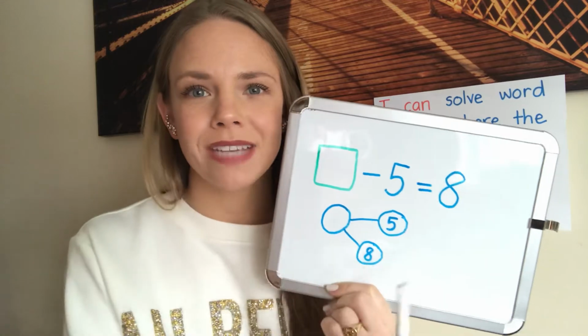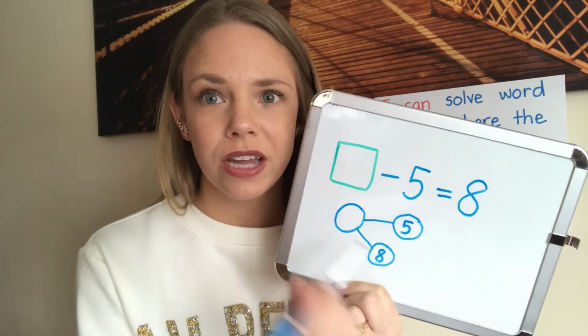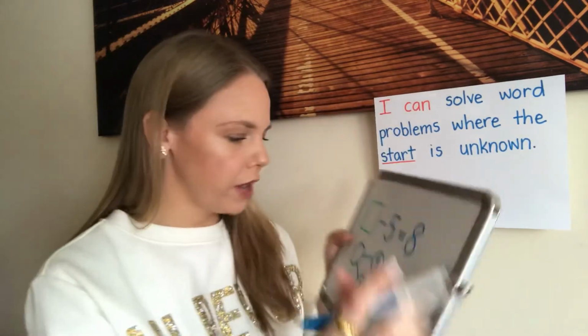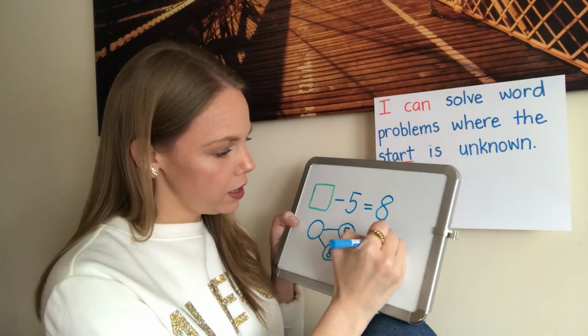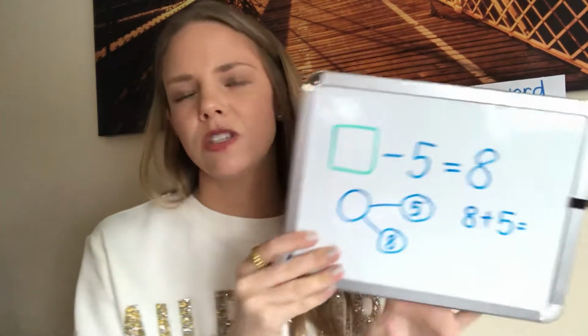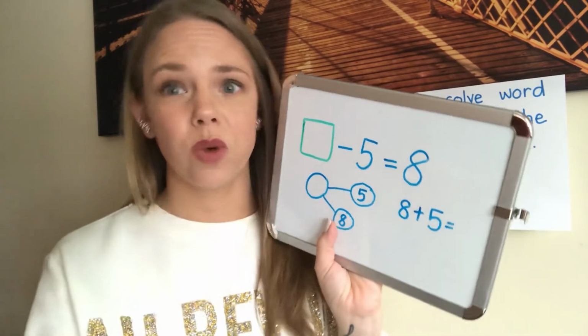I know, I have to add. I have to add these 2 numbers together to find my missing whole. 8 plus 5. Okay, let me write that here. 8 plus 5 equals. I'm going to use my count on strategy, although there are many strategies that we can use when we're adding and subtracting.